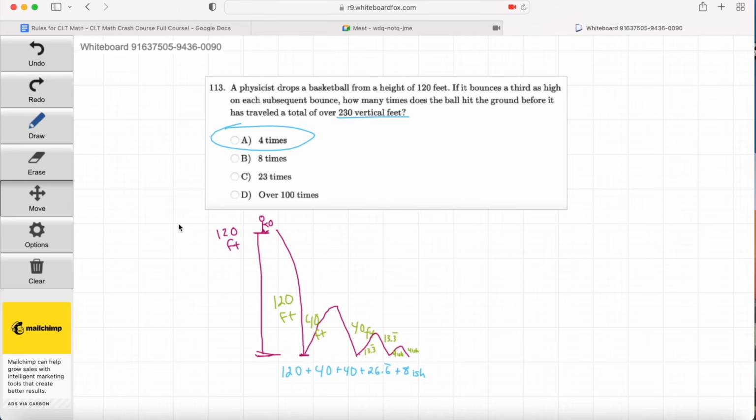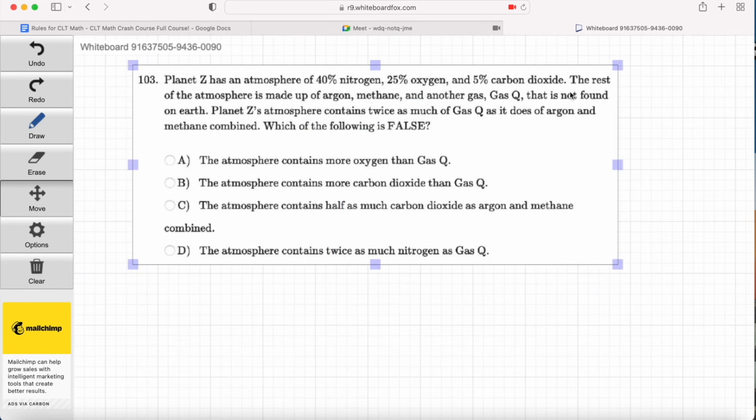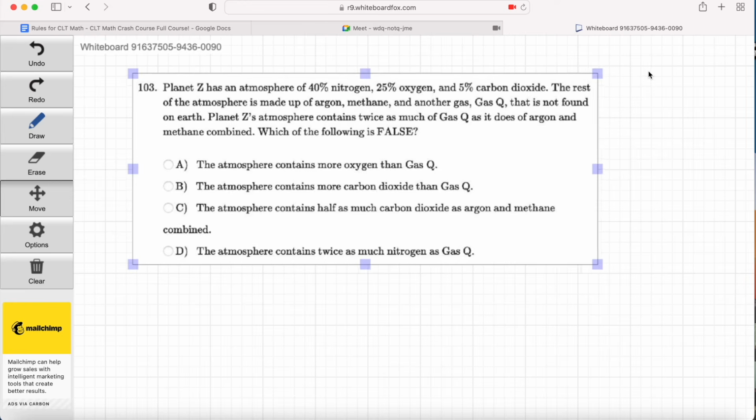But once you draw a picture, it's just basic logic. Does that make sense? Yes. All right. Go and read question 103 for us, please.